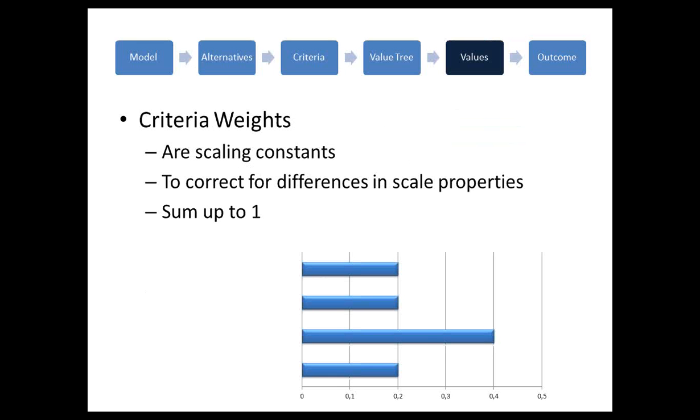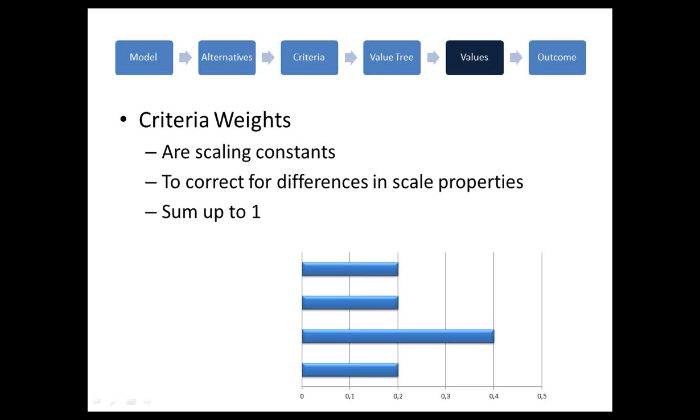Now the next step is to determine the weight of the criteria itself. Often people translate criteria weight as in, this is how important this criteria is to me. However, this is not a true definition of what a criteria weight is. A criteria weight is a scaling constant that corrects for the difference in the width of the performance of the previous step. So it corrects for differences in scale properties between the different criteria.